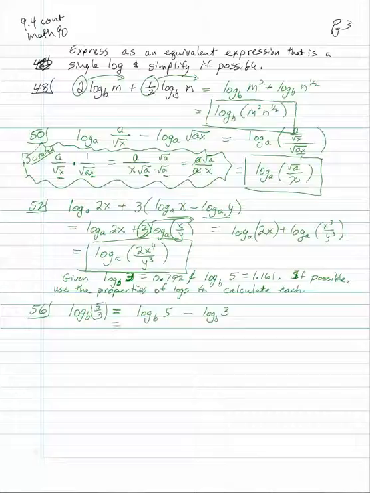Now we just do substitution. Log of 5 is 1.161. The log of 3 is 0.792. So just punch that in your calculator. 1.161 minus 0.792, that's 0.369. Okay, so this really forces you to think about the properties.